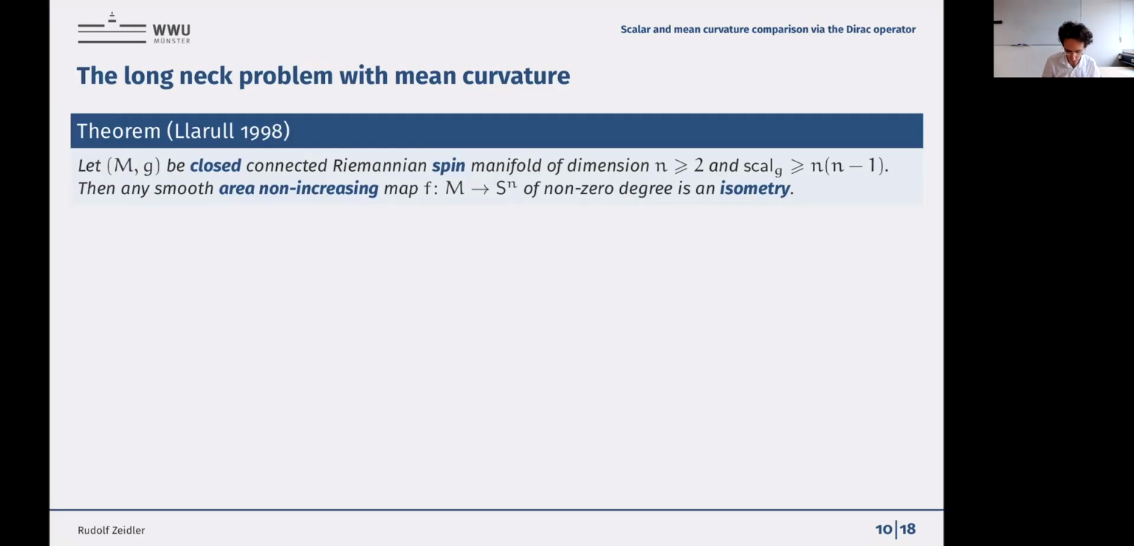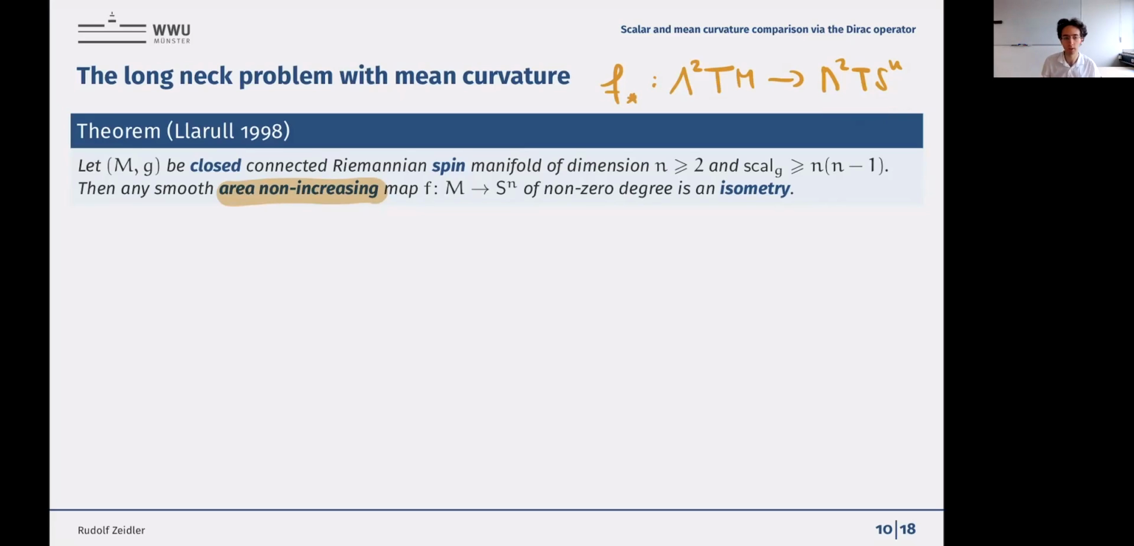All right, maybe I should say to fix it precisely, area non-increasing here means in the infinitesimal sense that the induced map on two vectors does not increase the norm with respect to the induced norm on two vectors by the Riemannian metric.